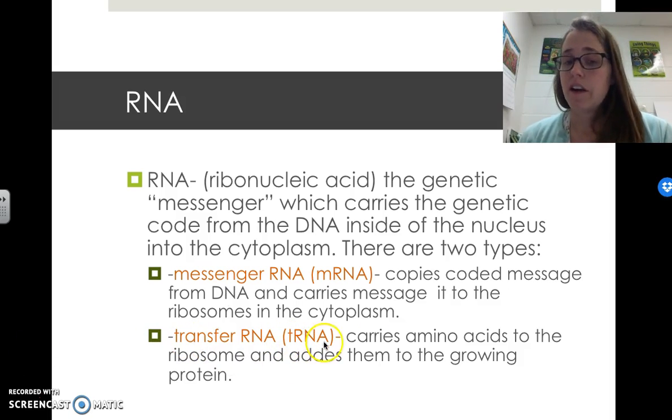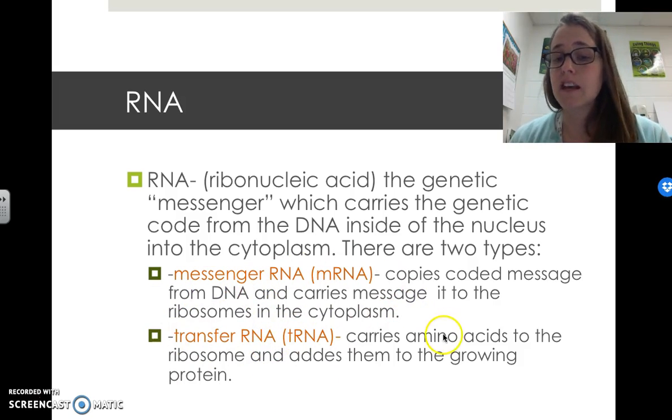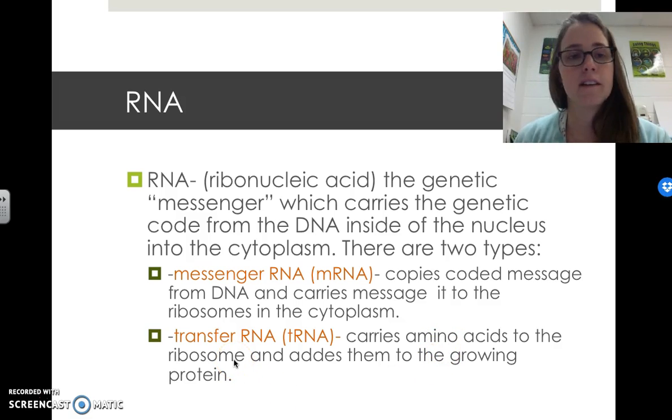Transfer RNA, or tRNA, carries an amino acid. Proteins are made out of these things called amino acids, and the tRNA carries those amino acids to the ribosomes and adds them to the protein according to the instructions of the messenger RNA. So the messenger RNA actually directs the operations. The transfer RNA collects amino acids and takes them to the ribosome as they are needed.